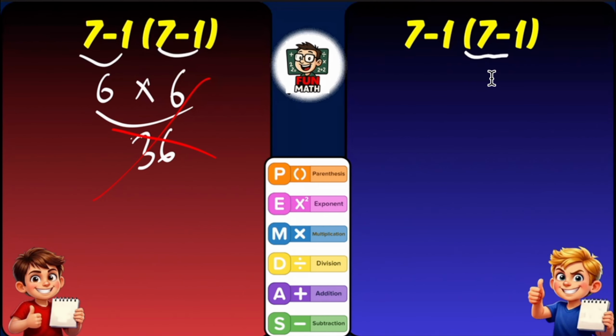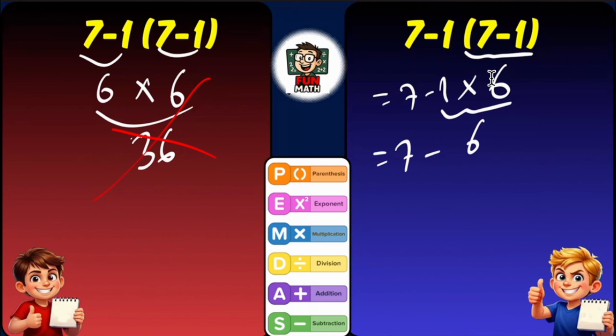First, parenthesis, 7 minus 1 equals 6. Now there are subtraction and multiplication. First, multiplication. 1 times 6 equals 6. Finally, subtraction. 7 minus 6 equals 1. The correct answer will be 1.